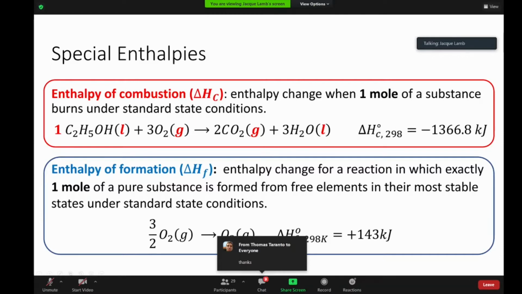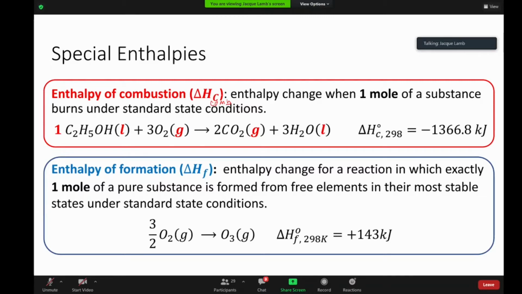All that is telling you is what that reaction is. It's telling you that it is a combustion reaction. That immediately should tell you we're talking about taking that substance, combining it with oxygen, producing carbon dioxide and water. That's what a combustion reaction is.